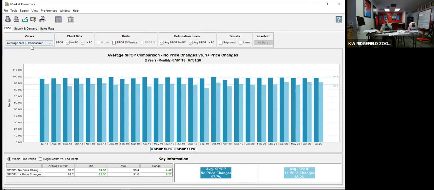Because what this shows you is the dark blue numbers is the original price. So all properties that came on the market in the last 2 years that sold without a price change sold at 97.7% of the number that they went on the market for. The light blue shows properties that had at least 1 price change versus the original price it came on at. And so if you have 1 or more price changes, you sell on average at 88.2% of the original price you come on at.